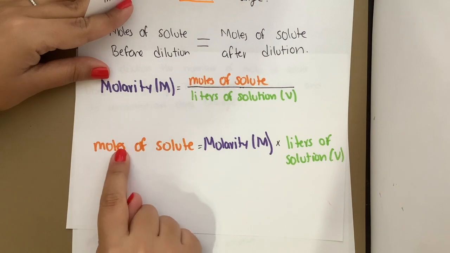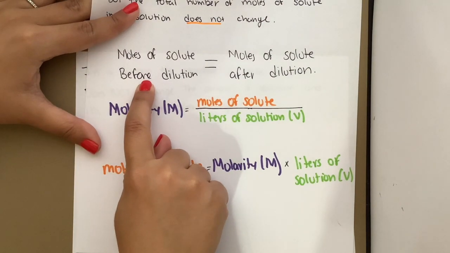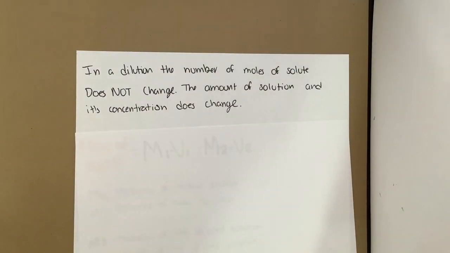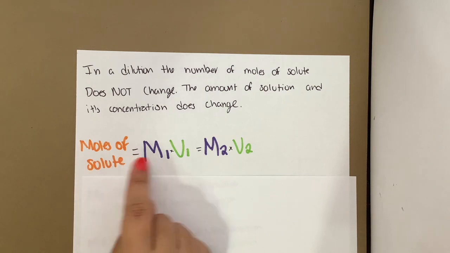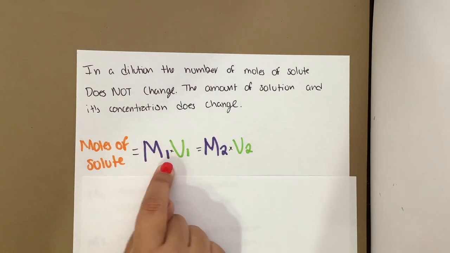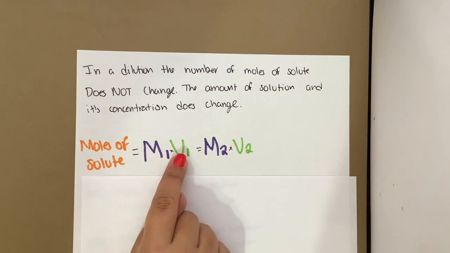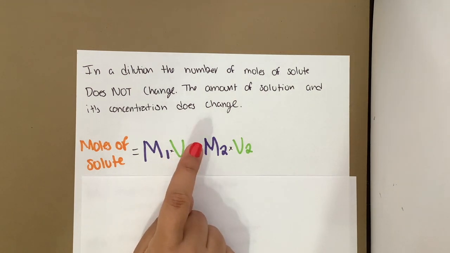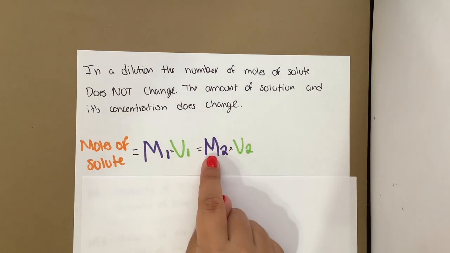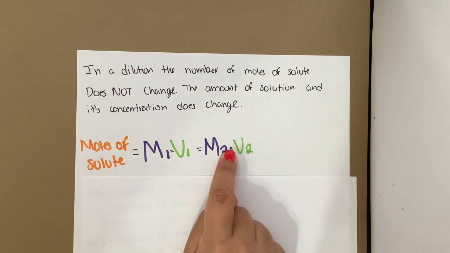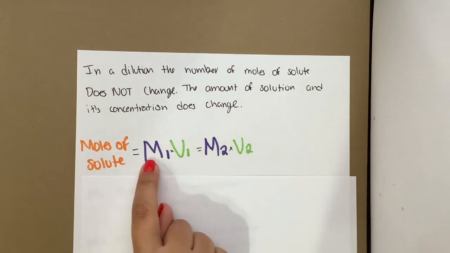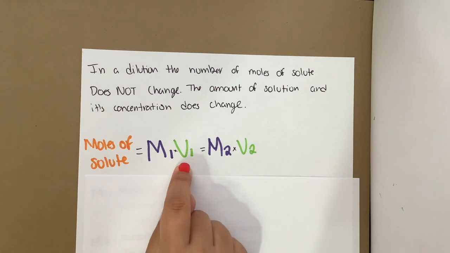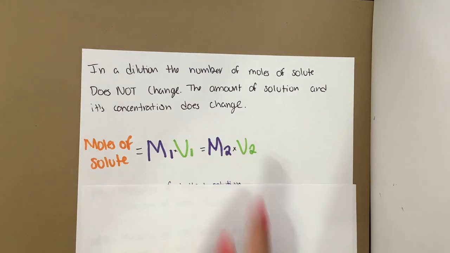Since the moles before dilution equal the moles after dilution, we come up with this formula: moles of solute equal the molarity of my initial concentrated solution times the volume of my initial solution, which equals the molarity of my diluted, final solution times the volume of my final, diluted solution. So we have this equation: M1 times V1 equals M2 times V2.